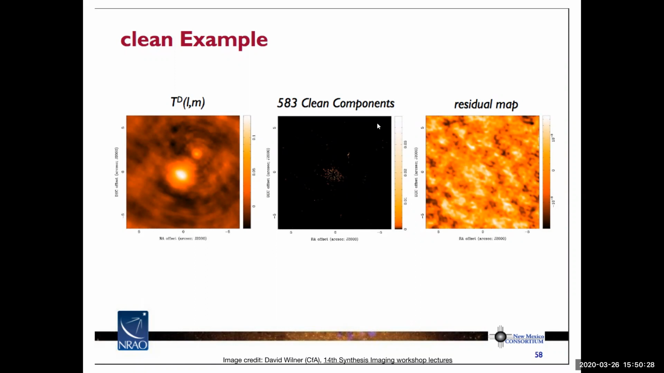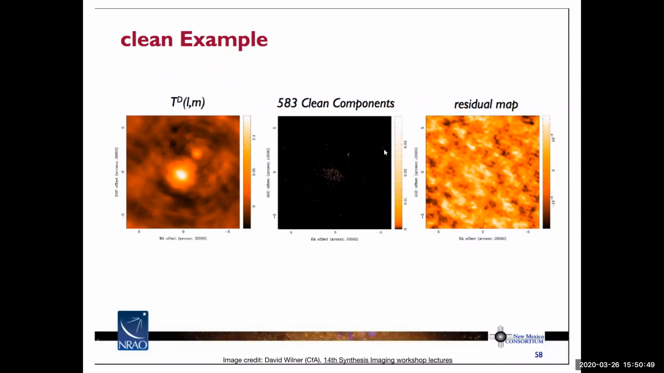There's no signal left here, and you can even see, it's probably hard to see, there are some clean components in random locations where it's actually started cleaning noise peaks. Just because if the brightest thing left is just noise, it'll pick that and put a clean component on it and subtract that off, even though it's not an actual signal.